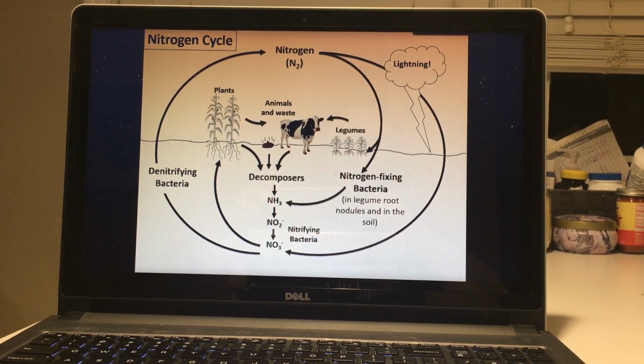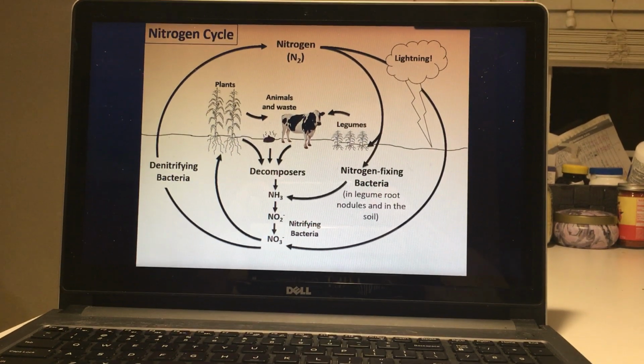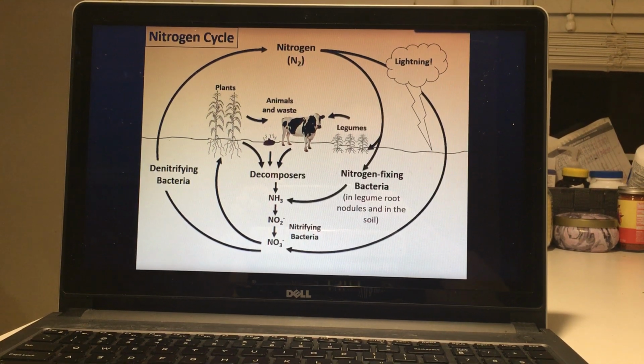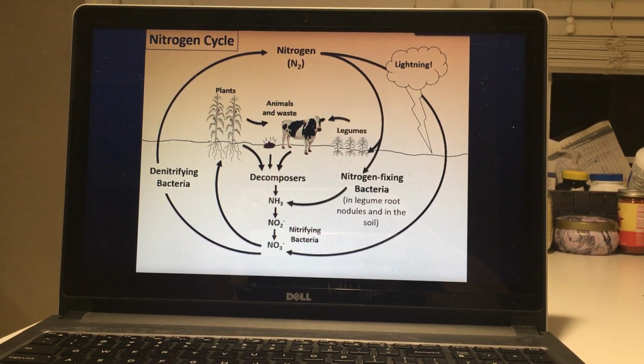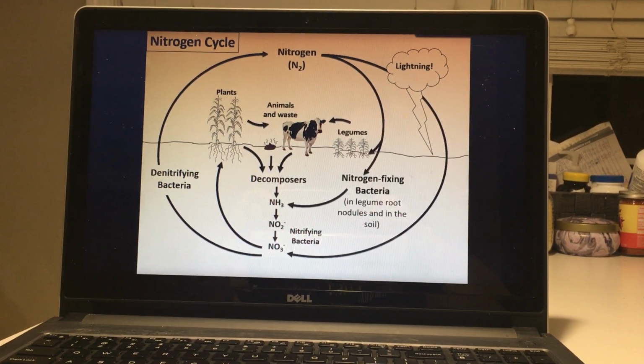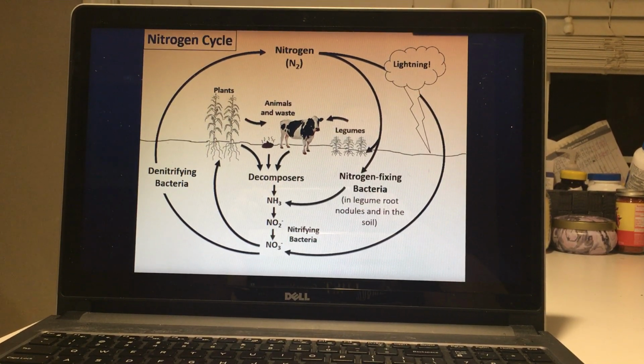Now, for your unit test, you should assume that you're going to get a diagram that's a little bit different than this diagram, but fairly similar. There are a wide variety of different kinds of nitrogen cycle diagrams, and they're very complex. This is certainly oversimplified. And so what you need to focus on is the nitrogen fixers and the decomposers. Those you definitely need to know.